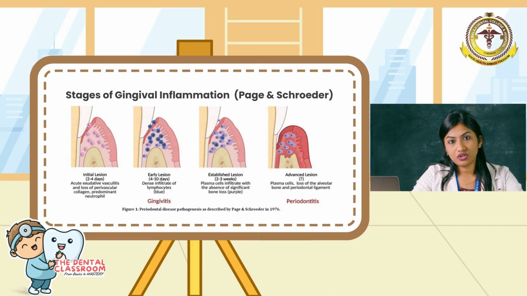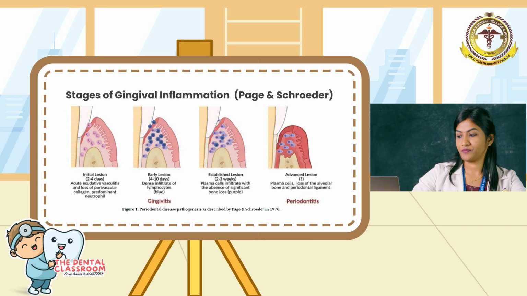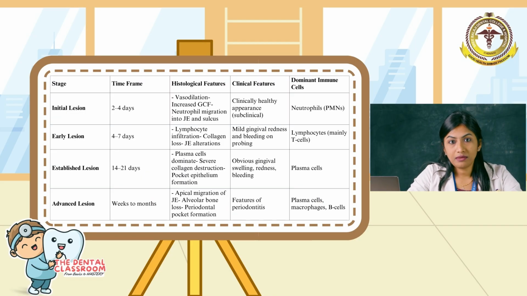So in the stages of gingival inflammation, we have initial, early, established and advanced lesion. So this is going to categorize the disease progression of the periodontium. This table is important from the exam point of view for categorizing the stages of gingival inflammation. So the stages start with the initial lesion. Here the time frame is 2 to 4 days.